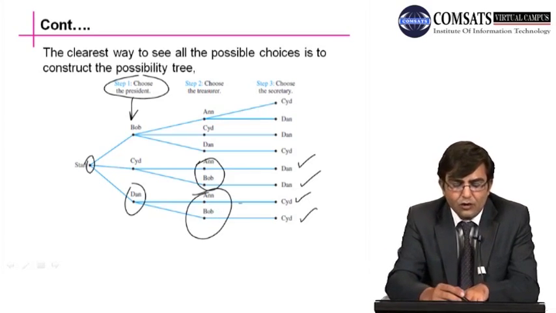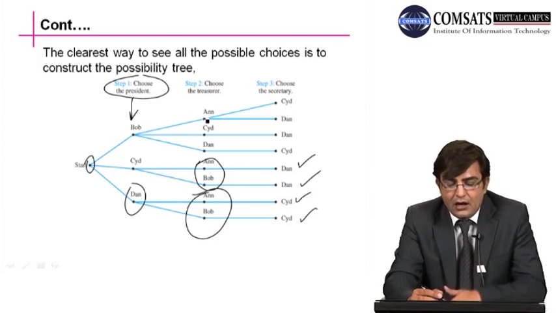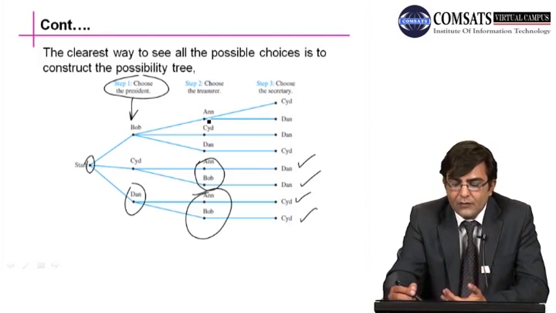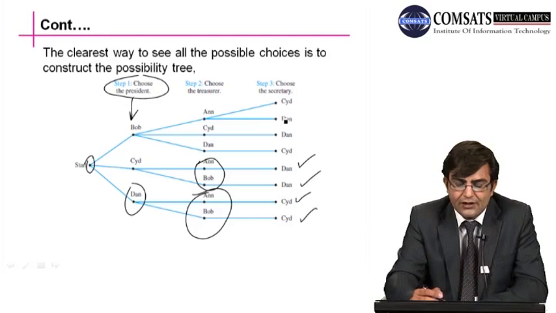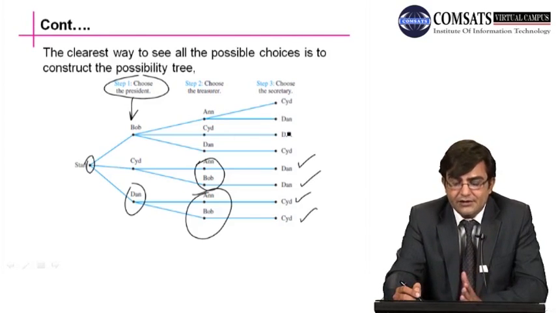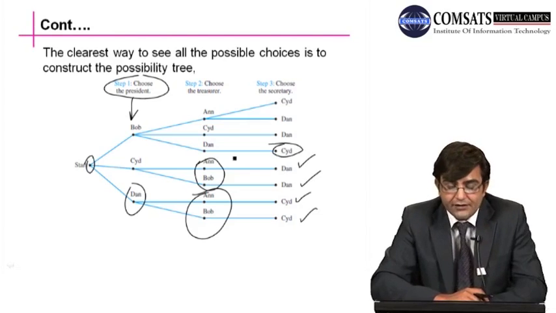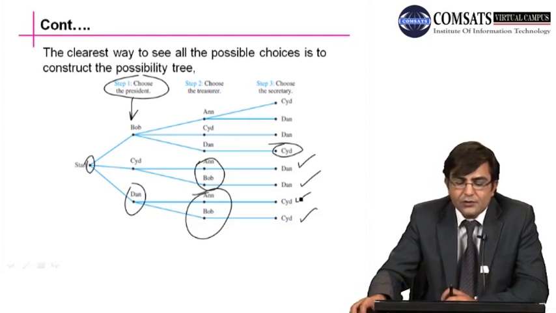In the first case, if Bob is the president and N is the traitor, then there are again two possibilities, either Sid is secretary or Dan is secretary. If Sid is chosen as a traitor, then Dan is secretary, because Dan or Sid must be the secretary. If Dan is chosen as a traitor, then Sid must be the secretary. So these are all the 18 possibilities.